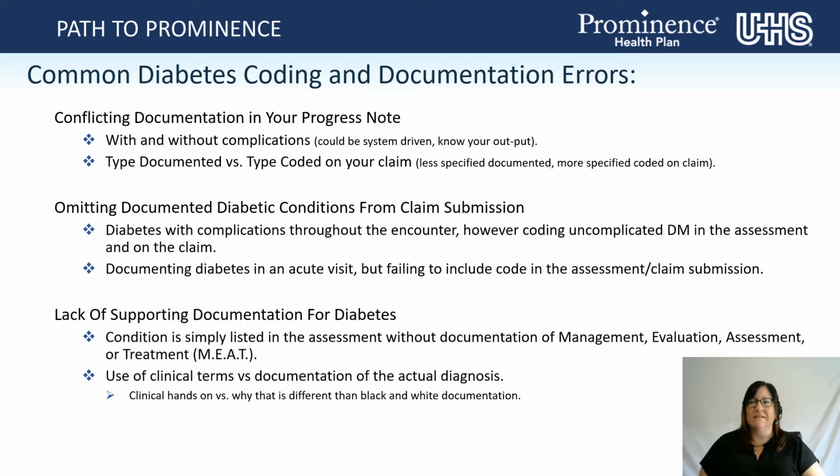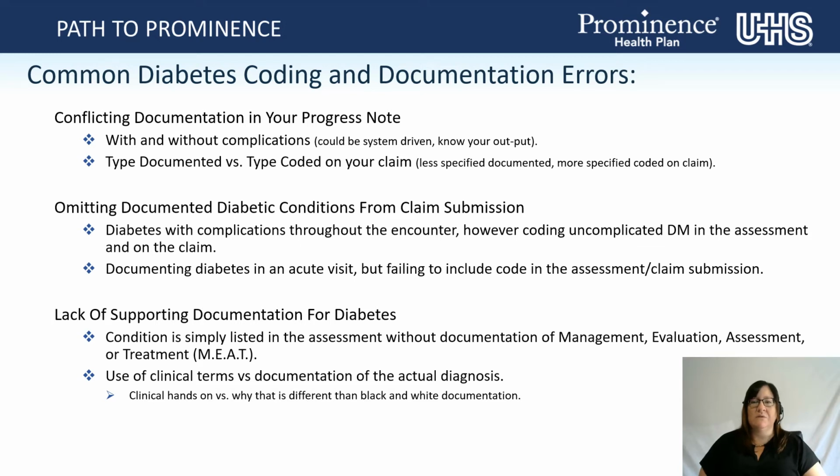Common diabetes coding and documentation errors. Conflicting documentation in your progress note. At times we'll see with and without complications in the same progress note. It could be system driven, so know your output. We also see conflicting documentation with the type documented versus the type coded on your claim. It could be a less specified version of diabetes documented within the progress note, but a higher specified diabetes is coded on that claim. So remember, the documentation within your progress note must support those diagnosis codes submitted on the claim for that same date of service.